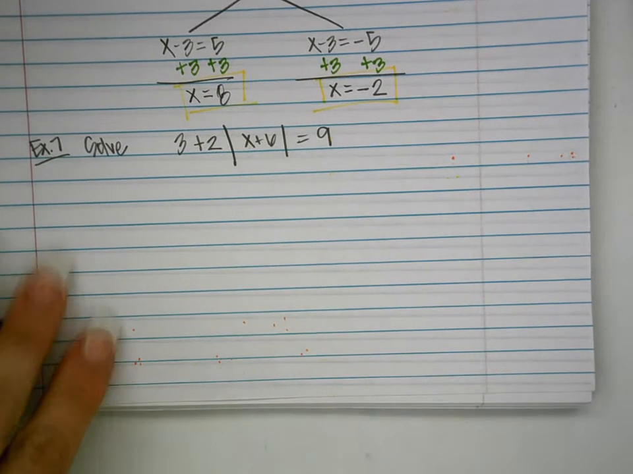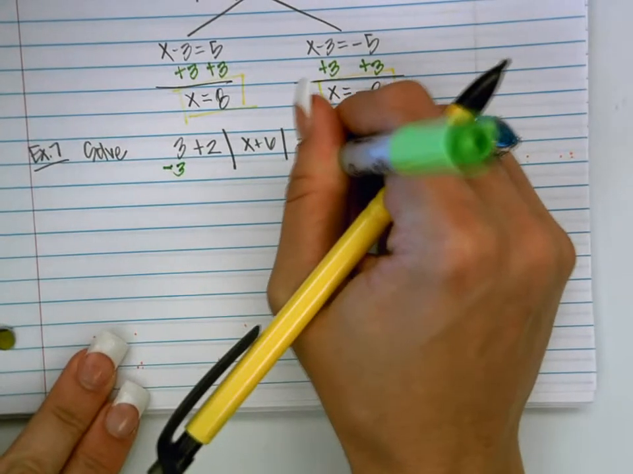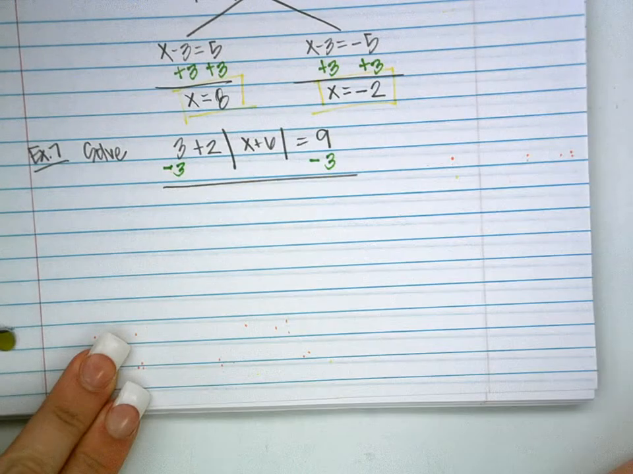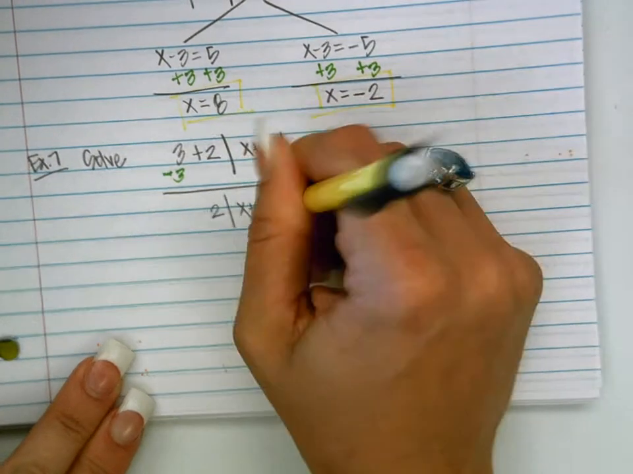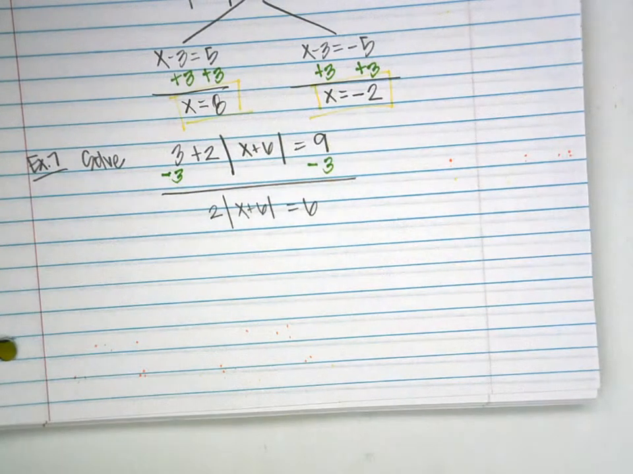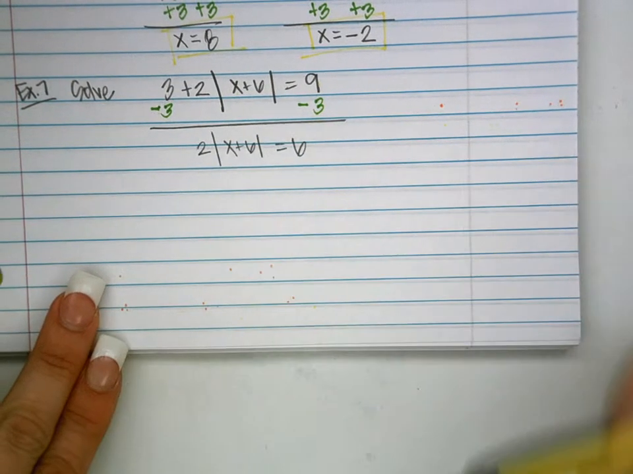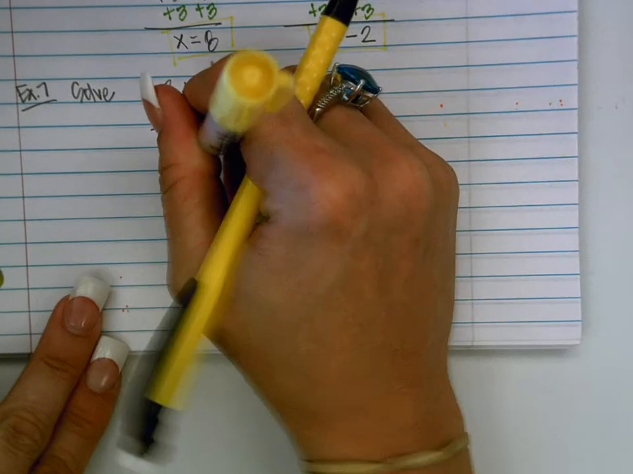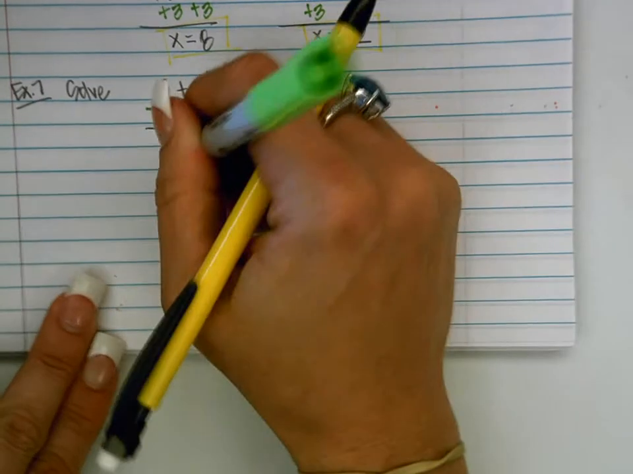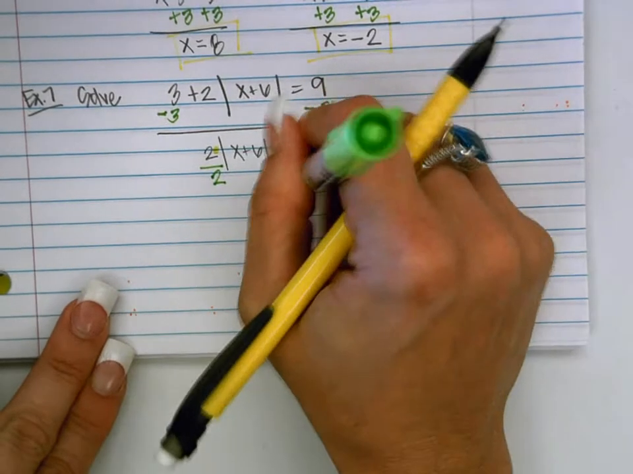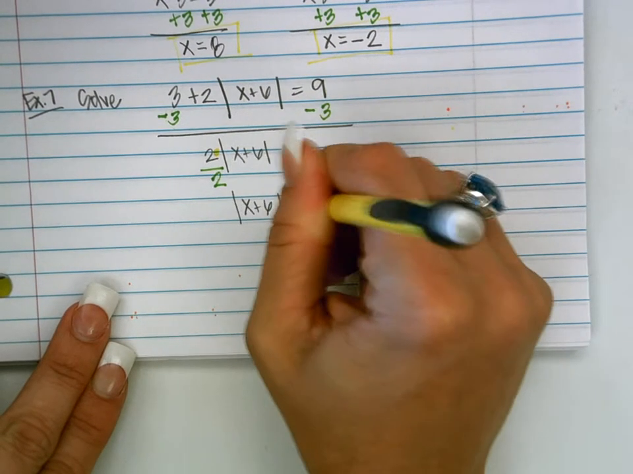So start by subtracting 3 from both sides. Okay, start by subtracting 3. That'll leave you with 2 multiplied absolute value of x plus 6 equals 6. Now, we just got through saying that 2 is attached here by multiplication. So to undo multiplication, what's the inverse operation? Divide. So divide both sides by 2. That leaves you with absolute value x plus 6 equals 3.